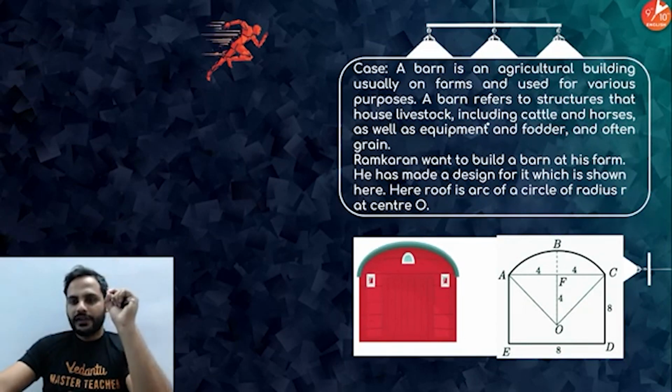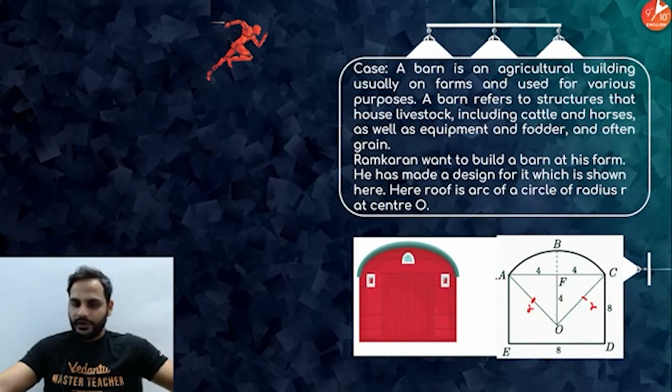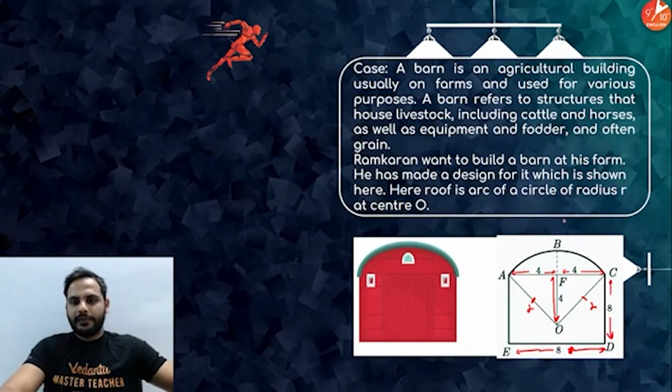Here roof is an arc of a circle of radius r at the center O. ठीक है. So this roof is the arc with the radius center O. So these two are your radius. Now see, OF is given as 4, AF is given as 4, FC is also given as 4. Here to here it is 4, here to here it is 4, and here to here also it is 4. This is given as 8, obviously, and this total is given as 8. So it is a square. The bottom part is a square, and on the top we have something curved, a circle part over there.